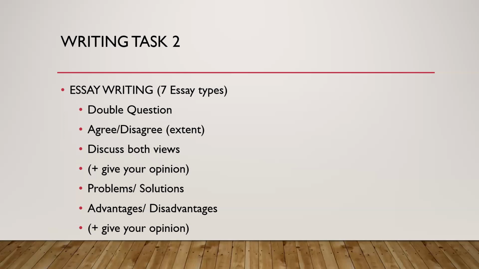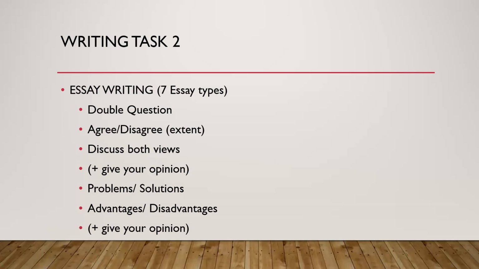Next is problem solution essay. In this type of essay, you will be asked about some kind of situation and a problem that arises due to that situation, and what solutions can be put forward to resolve those problems. Next is advantages and disadvantages. This is a very easy type of essay where you have to give advantages and disadvantages in your different body paragraphs. And you may be asked to give the advantages, the disadvantages, or what are the advantages or disadvantages, and give your opinion. So if you are asked, only then give your opinion.